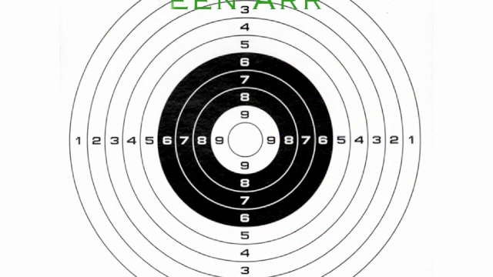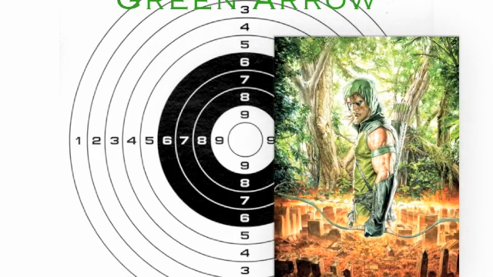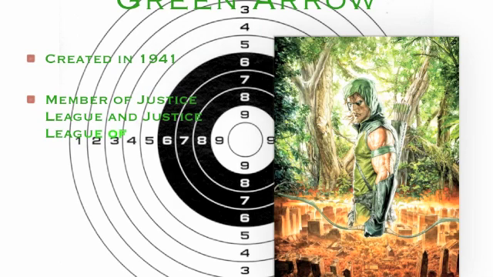Next up, we're going to talk about Green Arrow. Now, Green Arrow has been around a little bit longer than Hawkeye. He was actually created in 1941. If any of you have read Green Arrow, Green Lantern, you know that he's been around for quite a bit. He's both a member of the Justice League and the Justice League of America. If you've been reading the New 52, you know he's been dealing with the JLA for a while.